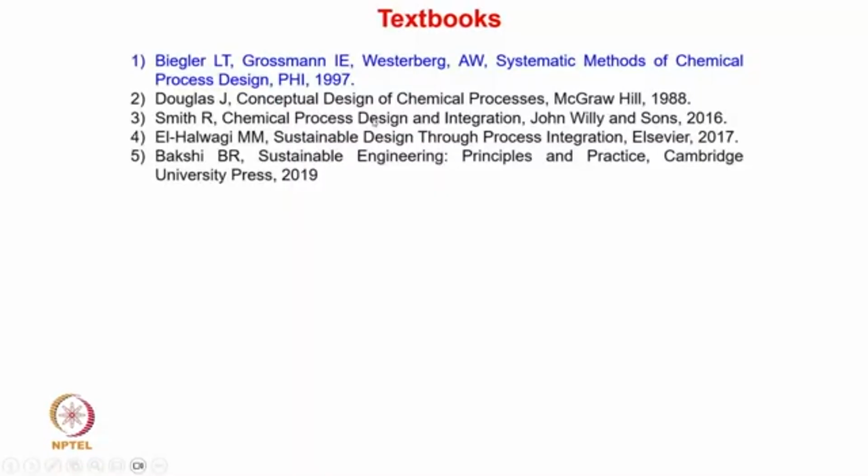So in this particular course we are going to use several textbooks. The first textbook which we are going to use regularly is Systematic Methods of Chemical Process Design by Grossman, Bigler and Westerberg. In addition to this, we will be using some other reference books like Conceptual Design of Chemical Processes by Douglas, Chemical Process Design and Integration by Robin Smith, Sustainable Design through Process Integration by Mahmoud El Halwagi, and we will be using Sustainable Engineering by Bhavik Bakshi.